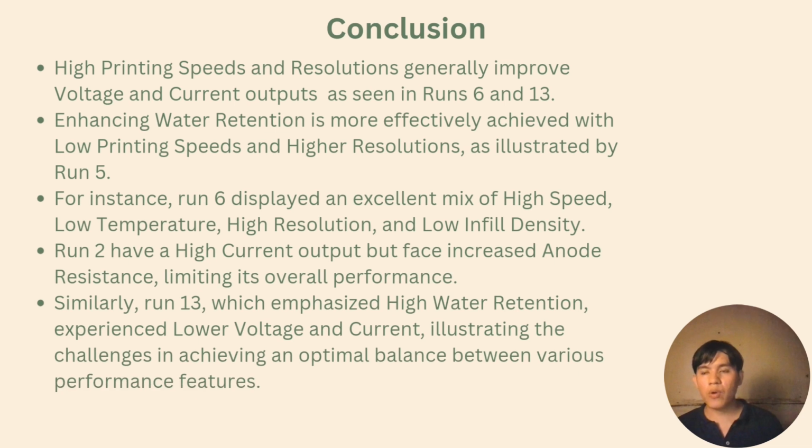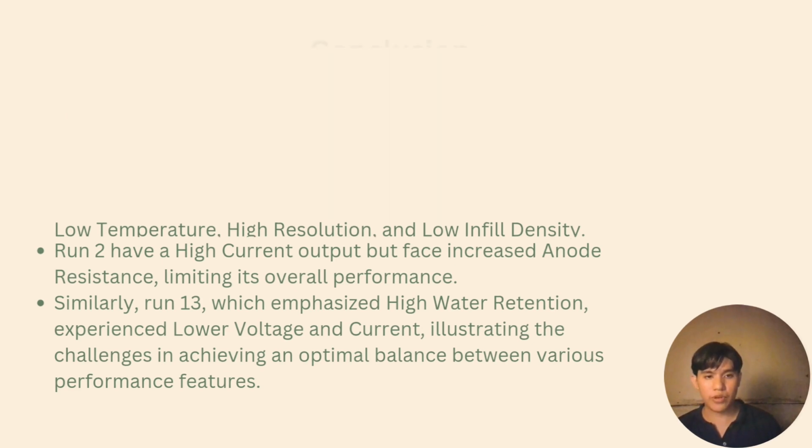So after all is said and done, we conclude that high printing speed and resolution generally improve voltage and current, as seen in runs 6 and 13. Low printing speed and high resolution are more effective for water retention, as shown in run 5. For example, run 6 had a strong combination of high speed, low temperature, high resolution, and low infill density. Run 2 achieved high current but faced increased anode resistance, limiting its performance. Similarly, run 13 prioritized water retention but experienced lower voltage and current, highlighting the difficulty in balancing performance features.